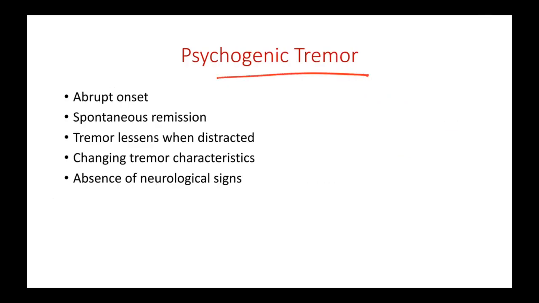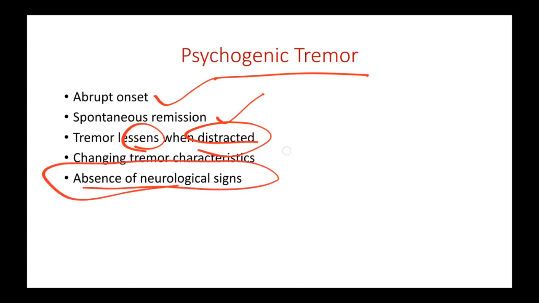And psychogenic tremors have an abrupt onset and spontaneous remission, and they decrease when the patient is distracted, like we have seen in the video, and there are no neurological signs. So this is a psychogenic issue, therefore there won't be any neurological signs.